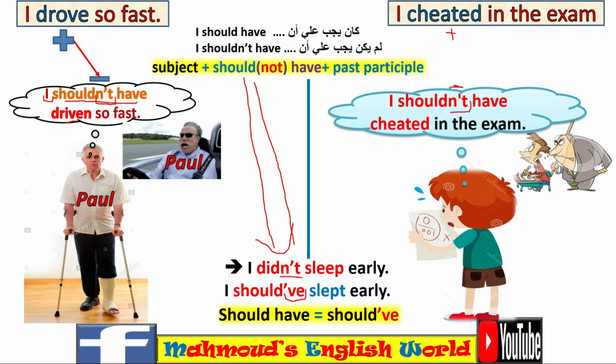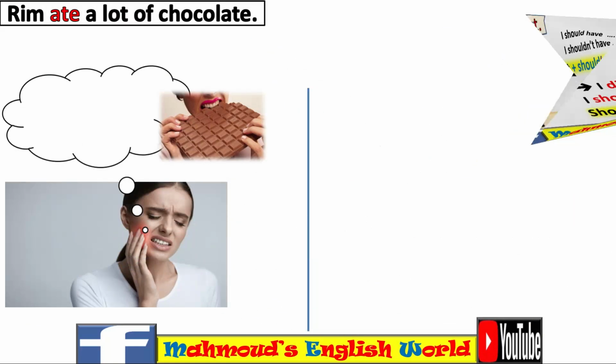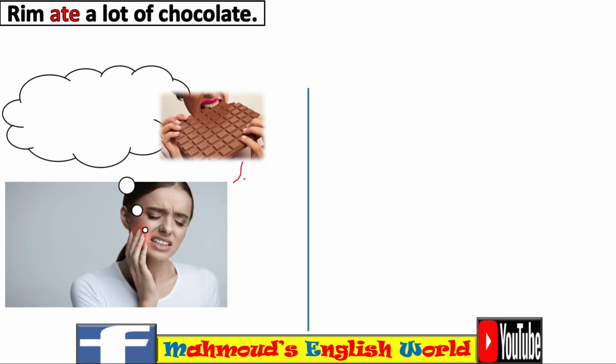Great. So now we have seen 3 expressions. I wish, if only, and should have. We still have more. Okay, this is Rem. So in the past, Rem, she used to eat a lot of chocolate, or she ate a lot of chocolate. And what is her problem now? Yes, she got a toothache, a painful tooth, right? And the question I have here, what does Rem regret?